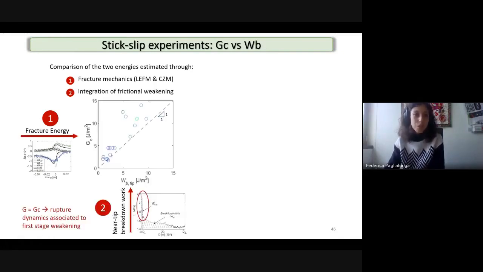And what we observed was that they were pretty much comparable. So the fracture energy obtained in the framework of fracture dynamics was comparable to the near tip breakdown work obtained just by integrating the shear stress versus slip curve. So that means that the frictional ruptures that we had in our experiments, the dynamics of those ruptures, were controlled by the fracture energy of the interface.